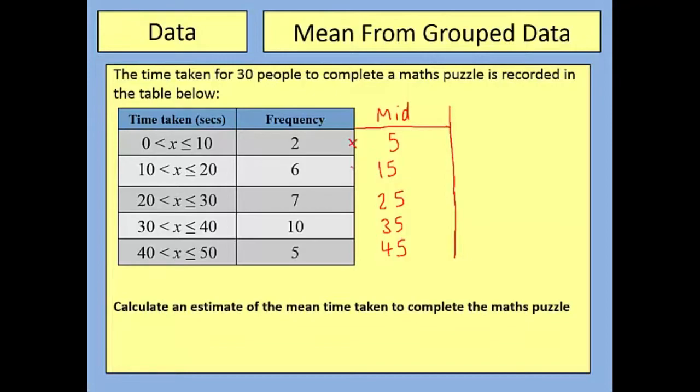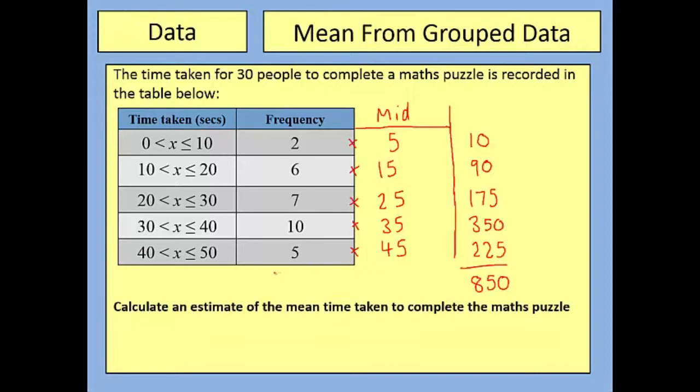We can multiply our frequency by the midpoints. So we'll do 2 times 5, 6 times 15, 7 times 25, and so on. 2 times 5 comes out as 10. 6 times 15 is 90. 7 times 25 is 175. 10 times 35 is 350, and 5 times 45 is 225. This means that this final column here is the total of all of the times taken to complete the maths puzzle. If you add these up, you get 850.